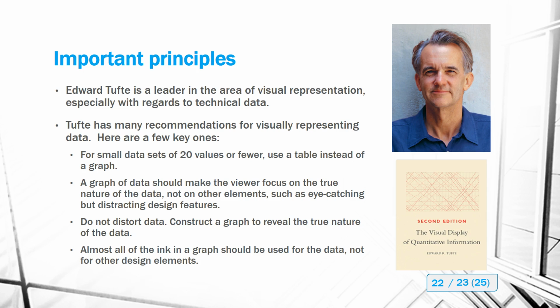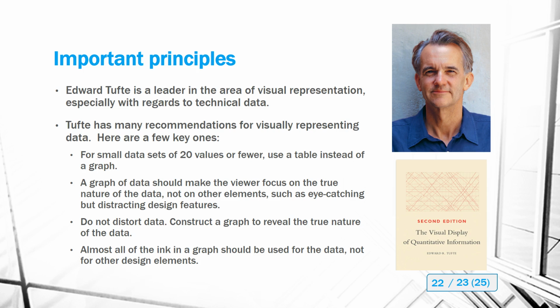So as we saw previously, if you have a small data set, use a table instead of a graph. It's much more effective. A graph of data should make the viewer focus on the true nature of the data, not on other elements. So as we saw with the pictograph of the trash cans, it's eye-catching with the graphics, but you're actually throwing people off from the actual data that you're trying to represent. And as we saw, we couldn't tell exactly what the data was. I mean, where are the measurement points there? So that's an example of a less effective presentation.